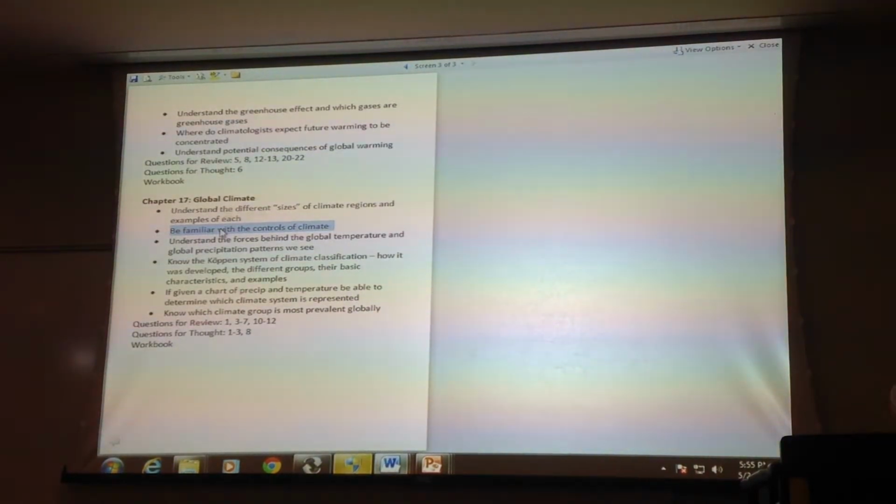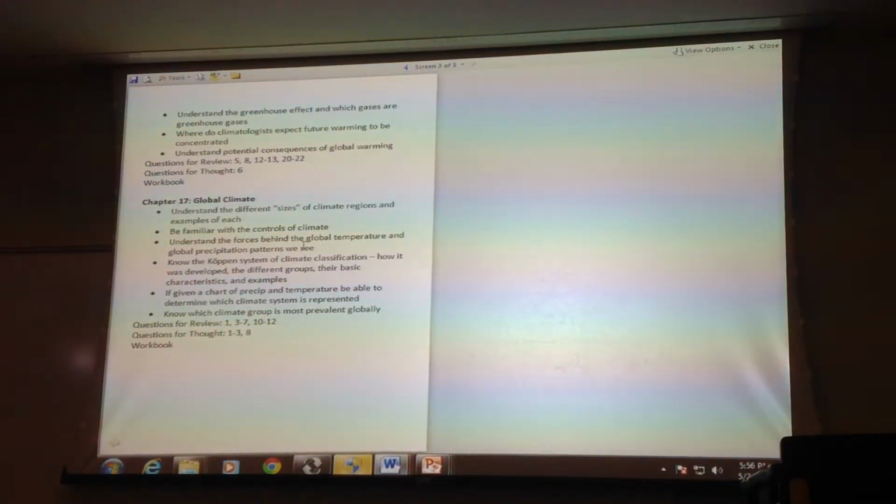Know the forces behind the global temperature and global precip patterns. So we said the main force behind the temperature would be latitude, because of the sun's angle in those different areas. For precip, or also subtropical high, where you have sinking air, that's associated with warmer temperatures. And then for precip, we said the ITCZ, where you have air coming together that's warm and moist, you can have higher precip. And then drier air with those subtropical sinking areas of sinking air.